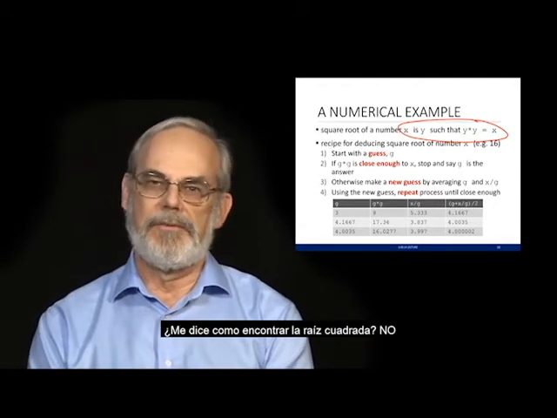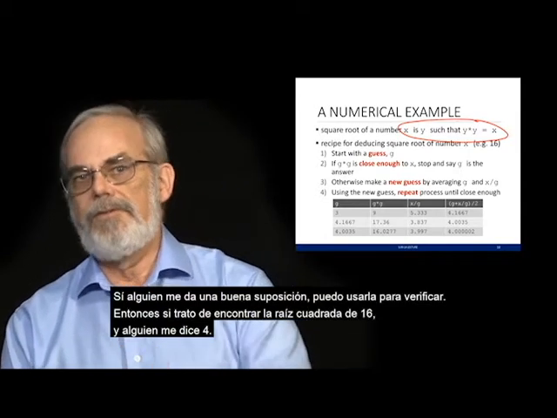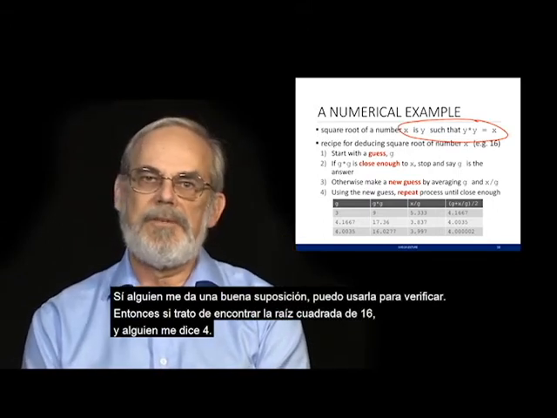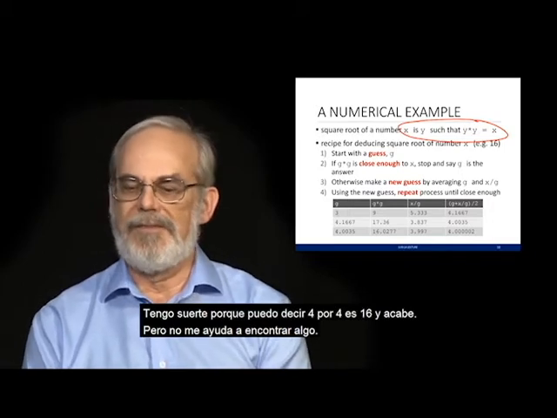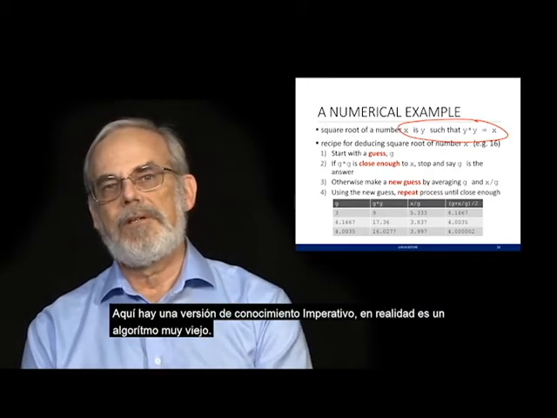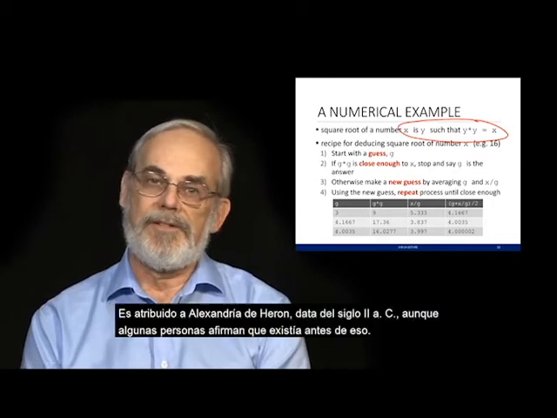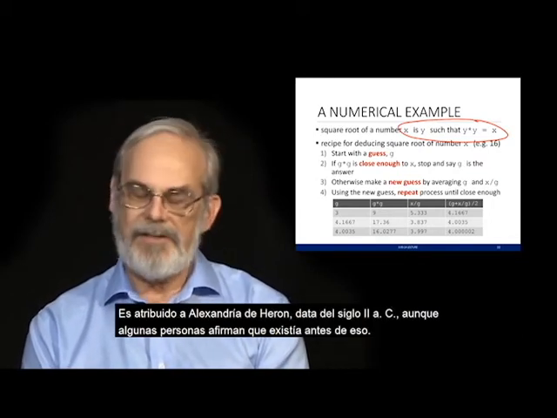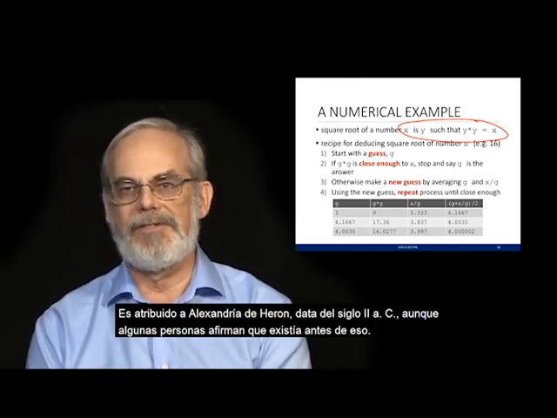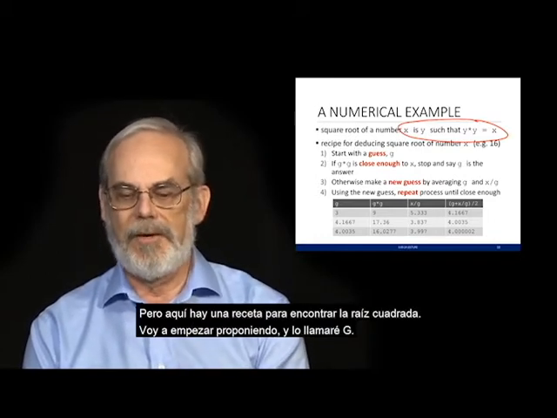Does it tell me how to find a square root? No. If somebody gives me a good guess, I can use this to check. So if I'm trying to find the square root of, say, 16, and somebody gives me a guess of 4, I'm lucky, because I can say 4 times 4 is 16, and I'm done. But it doesn't help me find something. Here's a version of imperative knowledge. And this is actually a very old algorithm. It's attributed to Heron of Alexandria, dating back into the 1st century, although other people suggested it existed earlier than that. But here's a recipe for finding square roots.